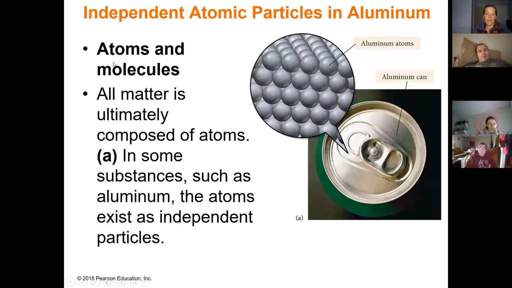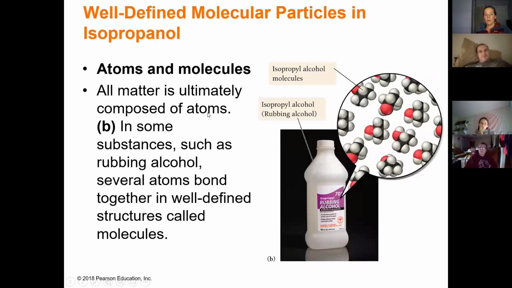So atoms and molecules are the basic unit of matter. All matter is ultimately composed of atoms. Over here, I have an aluminum can. It's composed of a bunch of aluminum atoms. The simplest form of this would be one aluminum atom. The atoms exist as independent particles that are stacked together in a crystalline form.